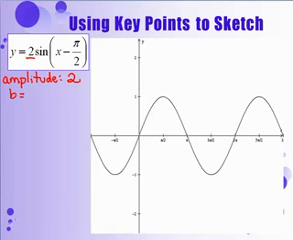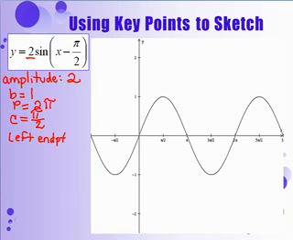B is equal to 1, so that means our period is just going to be 2 pi. And we have C equal to pi halves. So that means we've got a horizontal shift, and we can get our left endpoint by setting x minus pi halves equal to 0. So that means our left endpoint is x equals pi halves.